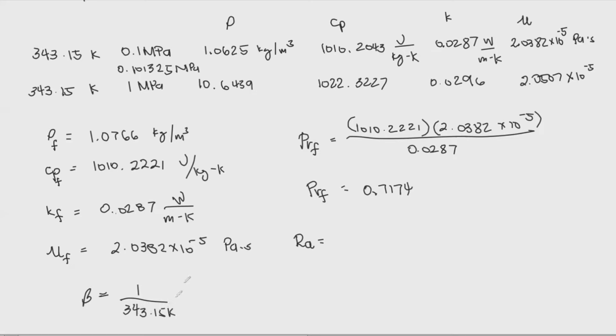343.15 Kelvin. So you don't have to worry about finding the volumetric expansion coefficient for air, because you won't be able to find it in the Paris handbook. You should also understand that for gases you should be using 1 over T for beta.